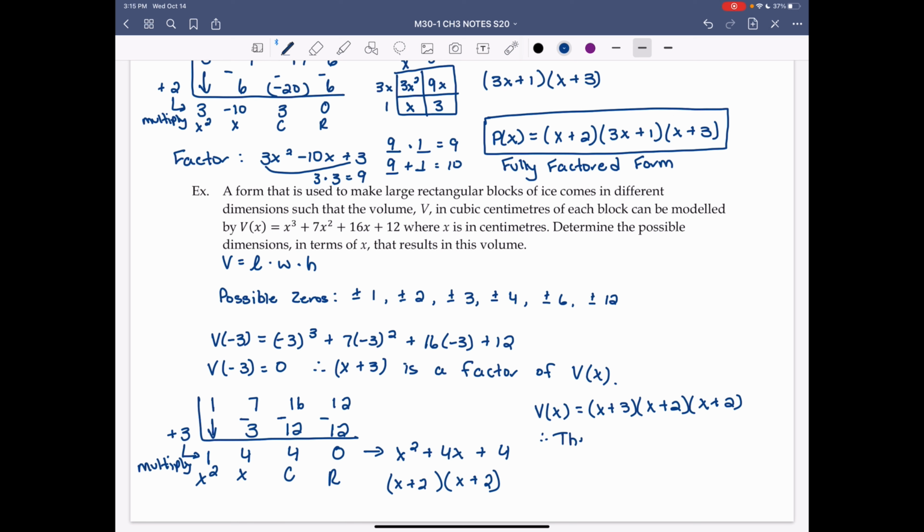Therefore, the possible length, width, and height of the rectangular blocks are x plus 3, x plus 2, and x plus 2 again.